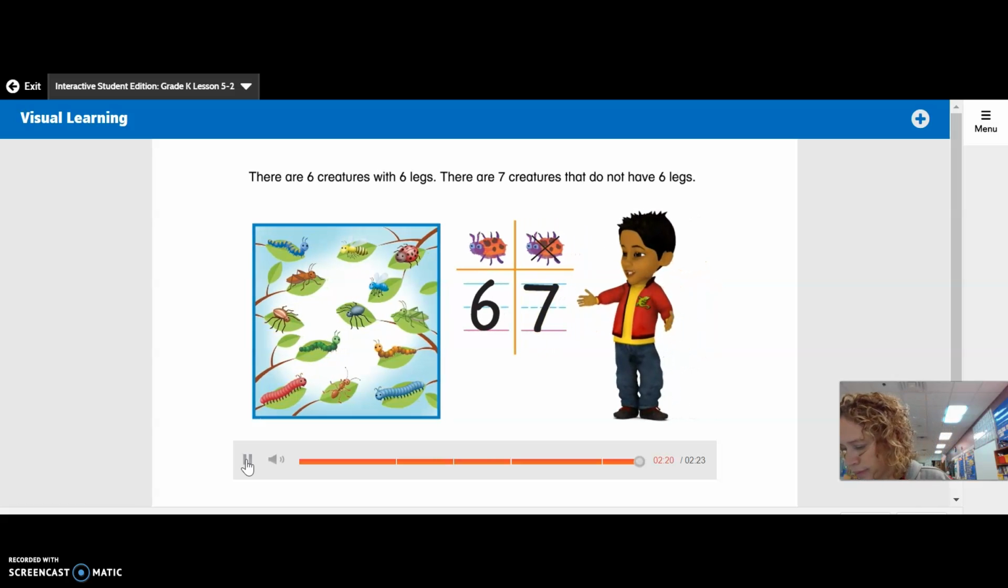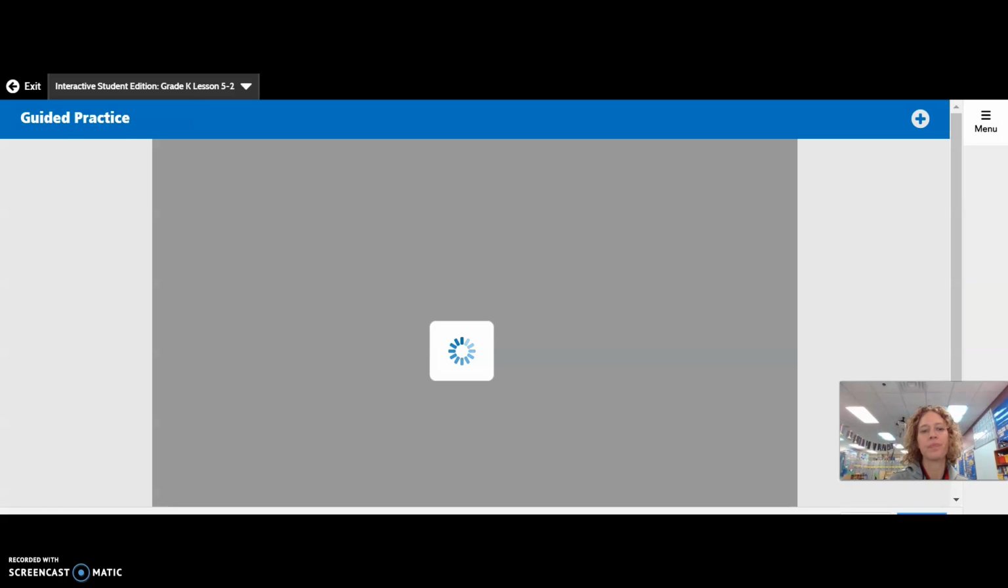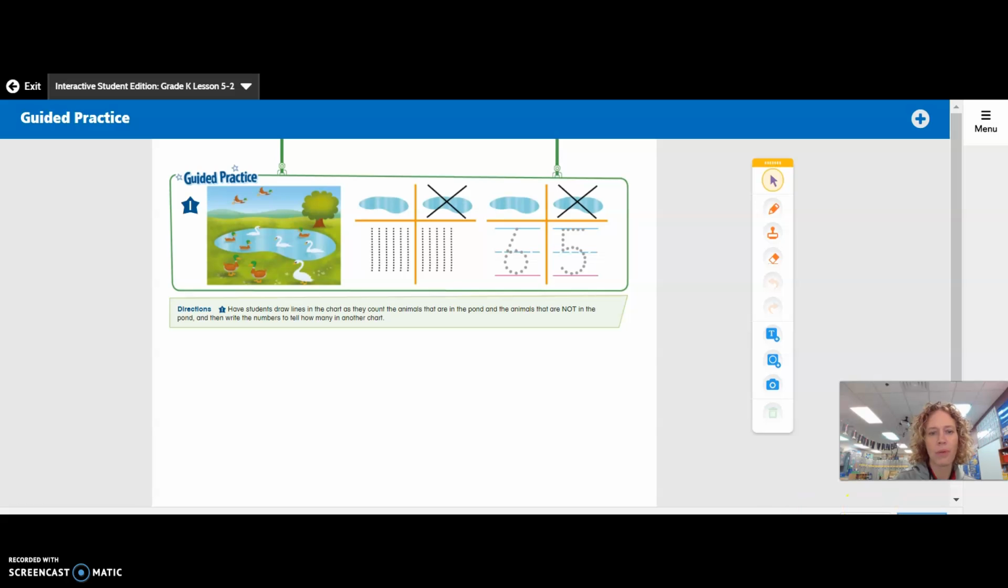You know how to use a chart when you classify objects. Good job, boys and girls. Let's take a look at our guided practice. All right, so what it tells us, it says, draw lines in the chart as you count the animals that are in the pond and the animals that are not in the pond. Then write the number to tell how many in another chart.